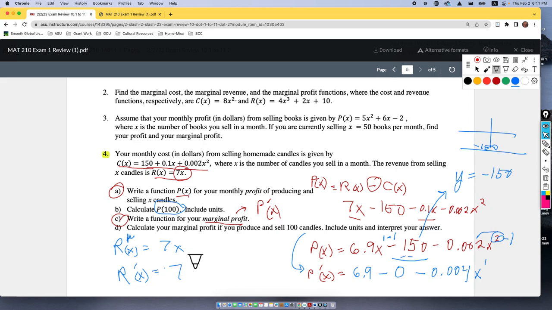So in calculus, we're always going to get two functions: the original function, and then the marginal, or the derivative, the slope function. And remember, the original function gives us a value, like how much profit. The marginal will give us the rate, whether it's increasing, decreasing, and by how much, that is, how much if we sell one more.